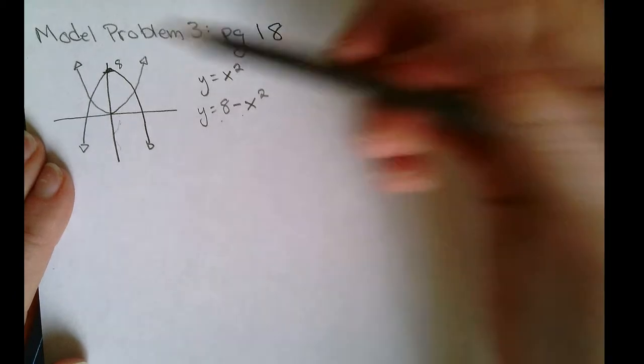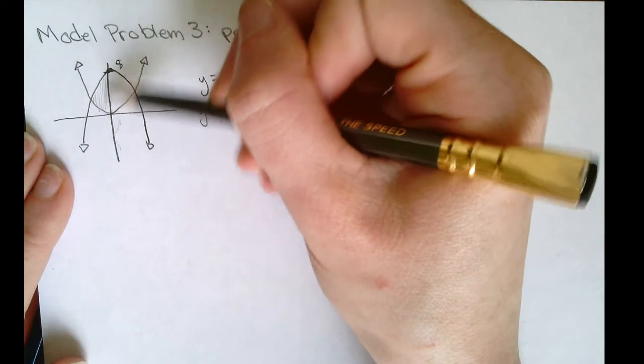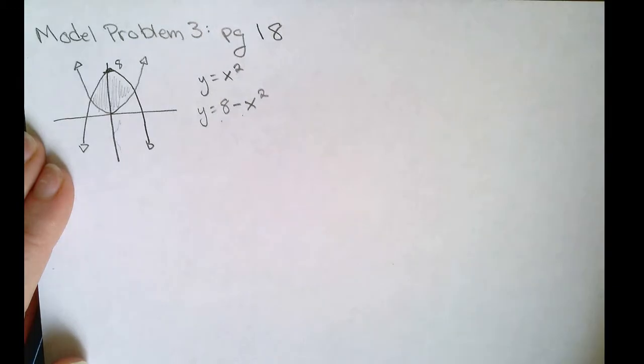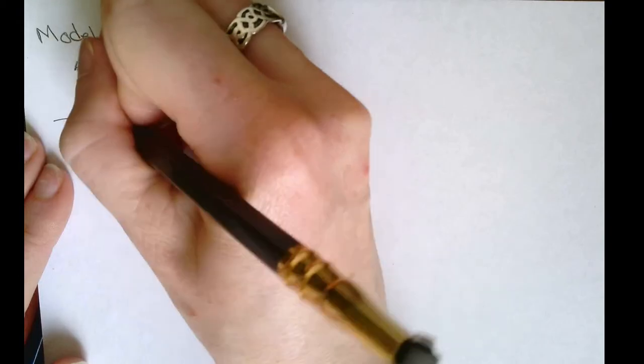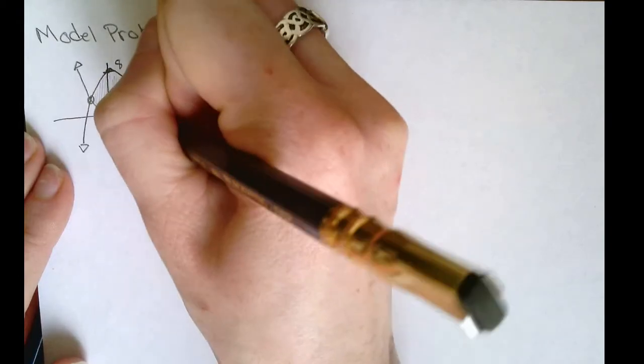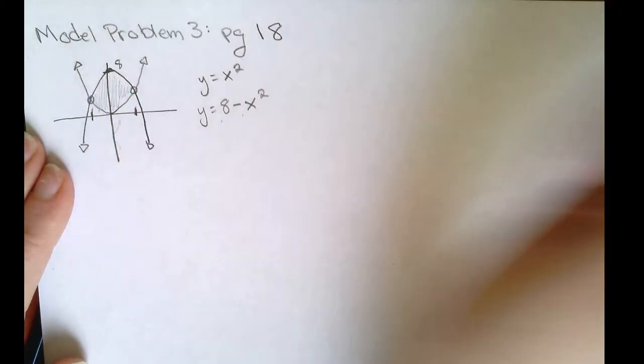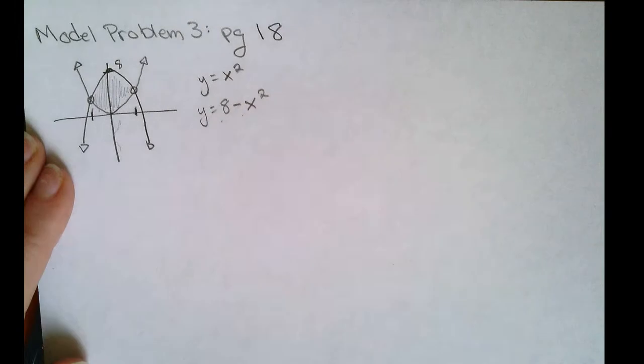So what we're worried about is a solid with the base in this shaded region here. We need to find these intersection points. Remember, to find intersection points, all we're doing is setting them equal to each other. This is how we determine our bounds for our graph, since there weren't any given.